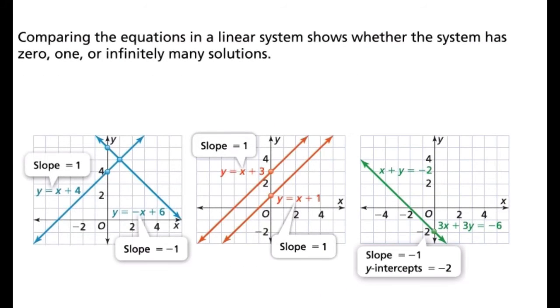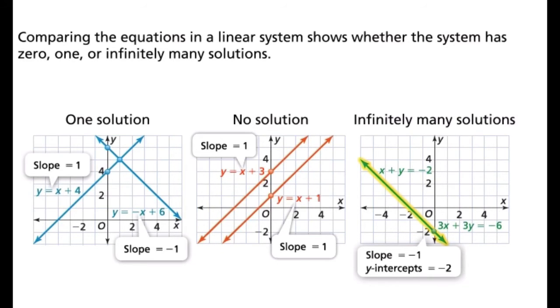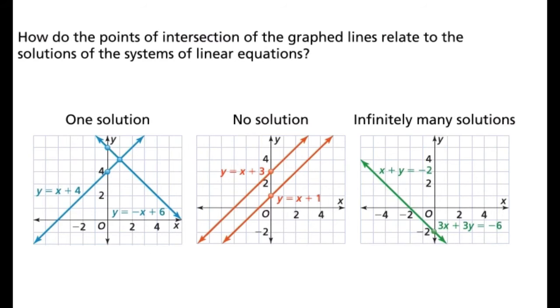Comparing the equations in a linear system can show you whether the system has 0, 1, or infinitely many solutions. When equations in a linear system have different slopes, the system has one solution. When a linear system describes parallel lines, the system has no solution. When a linear system describes the same line, the system has infinitely many solutions. How do the points of intersection of the graphed lines relate to the solutions of the systems of linear equations?